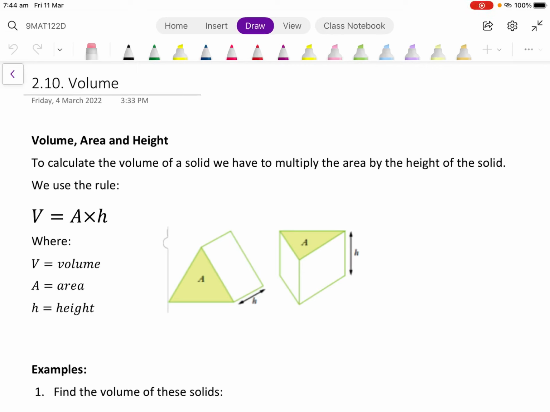Hi Year 9, today what we're looking at is volume. First we're going to look at volume, area and height. So to calculate the volume of any solid, we have to multiply the area by the height of the solid.